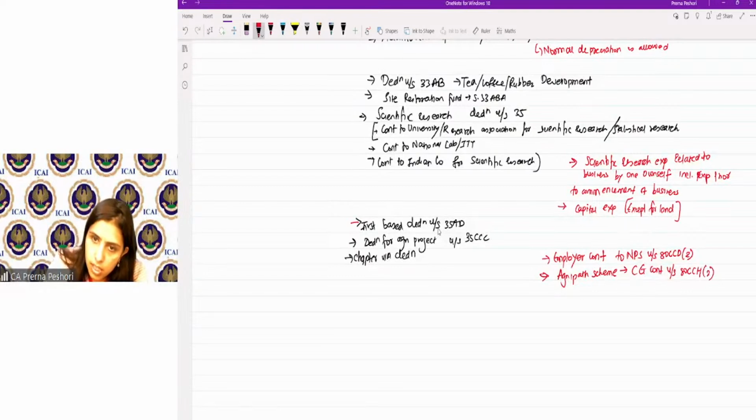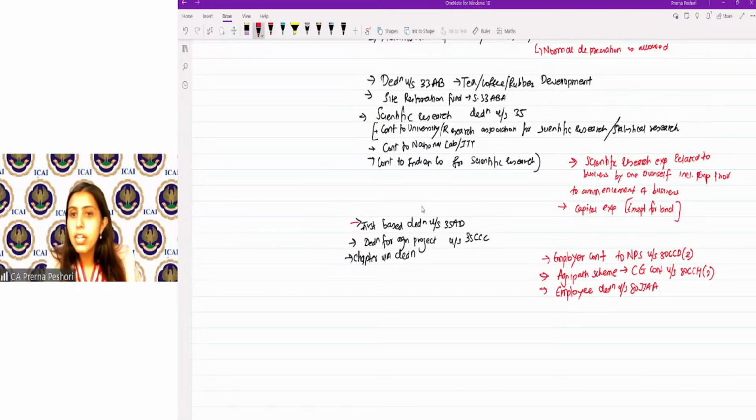And the employee deduction under section 80JJAA. So if you hire new employees, you get deduction under 80JJAA. That is also allowed. So except these three deductions, nothing will be allowed. Fine. Depreciation, as I said, will be allowed. Additional depreciation will not be allowed.